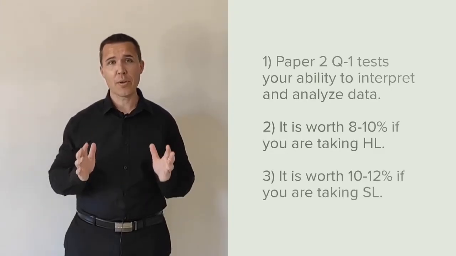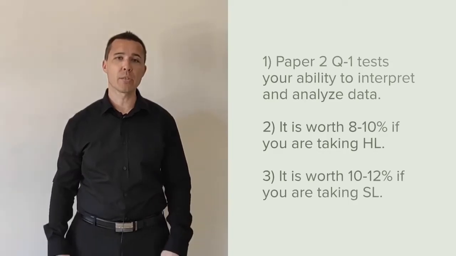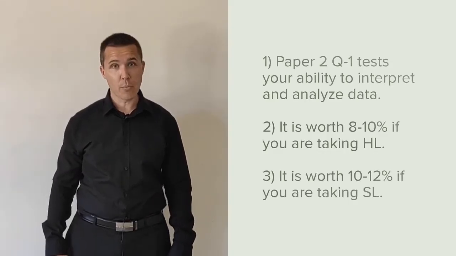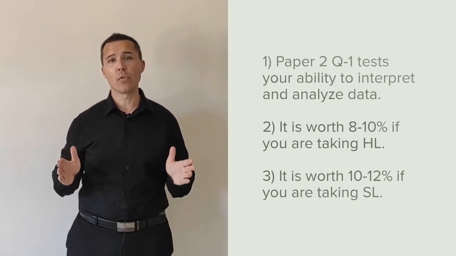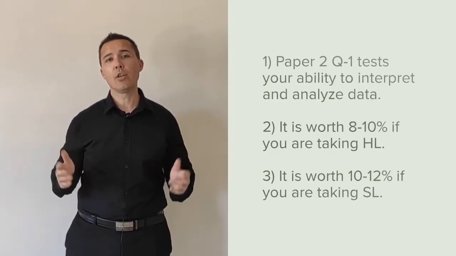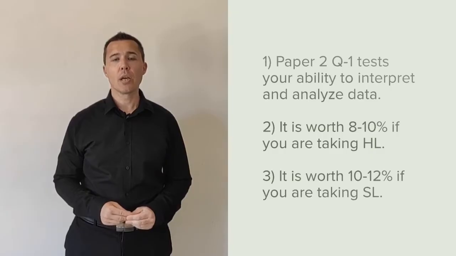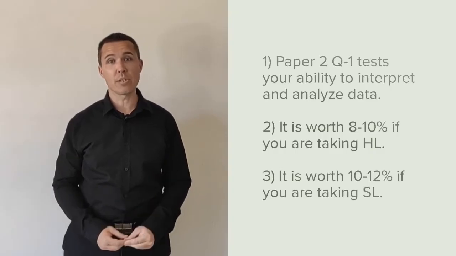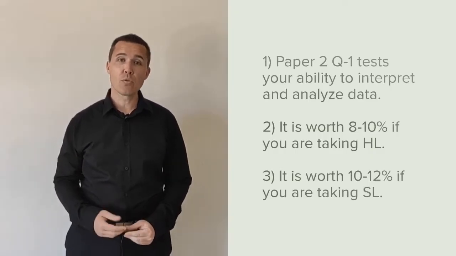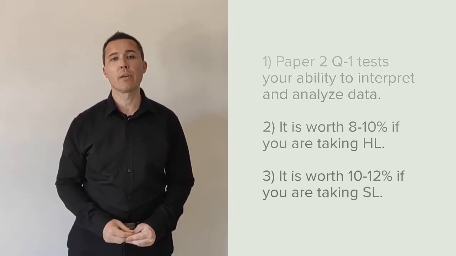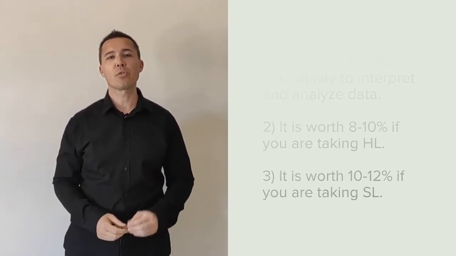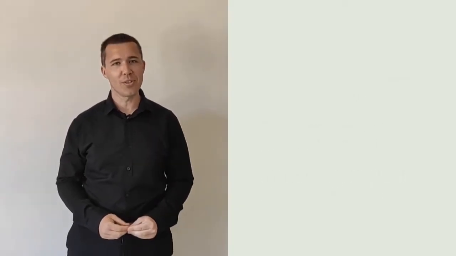I'm here to help you conquer Paper 2, Question 1. Now this is a very important part of your external assessment. If you're taking higher level biology, it's worth about 8 to 10% of your entire external assessment, and if you're taking standard level biology, it's worth about 10 to 12%. So if you don't do well in this section, it's like dropping a grade, just like that. But I'm here to help you because I want you to do well. So listen up.